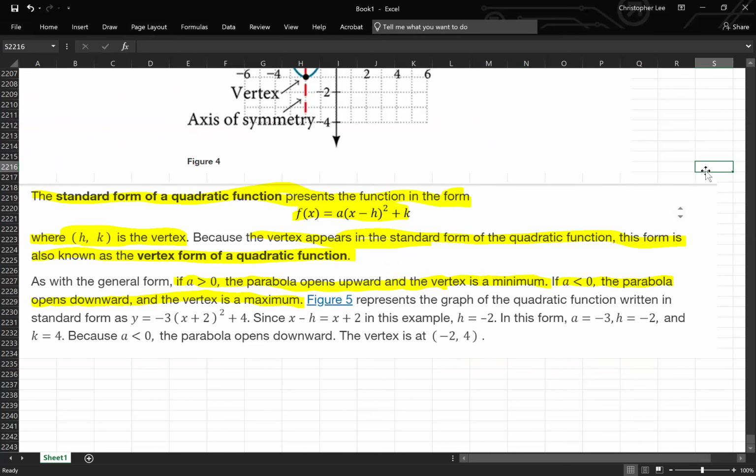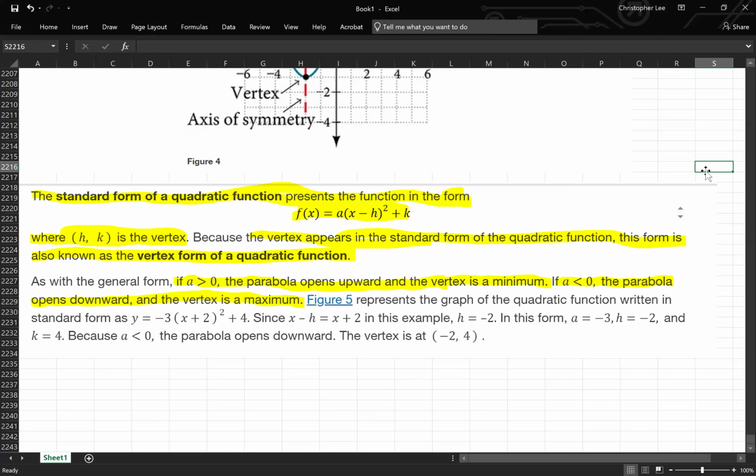So h would be your axis of symmetry, k you put them together, you get the vertex, right? As with the general form, if a is greater than 0, the parabola opens upwards and the vertex is the minimum. If a is less than 0, the parabola opens downward and the vertex is the maximum, right?